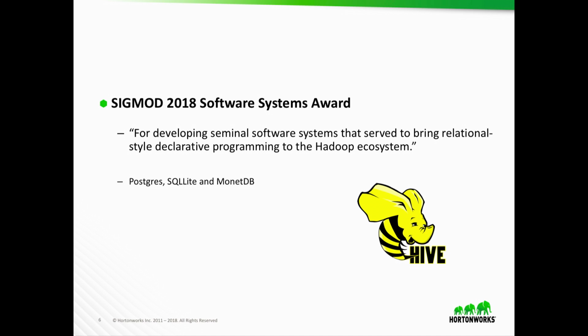And if that is not enough to convince you how far we have come along, we also got validation from the research community. Last week Hive actually won the SIGMOD 2018 Software System Award, which put us in the league of Postgres, SQLite, and MongoDB. These are some of the best systems out there. And quoting from there, for developing seminal software systems that serve to bring relational style declarative programming to the Hadoop system. So I'm pretty pleased with it. This was SIGMOD in Houston last week.